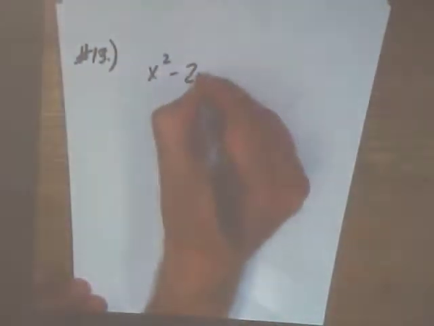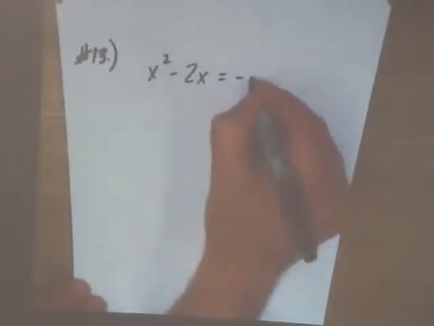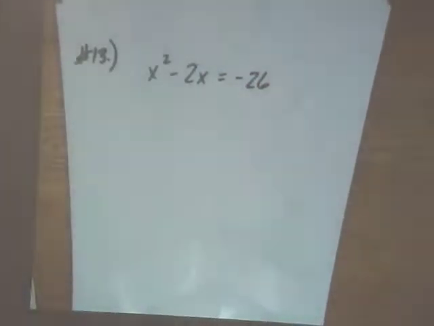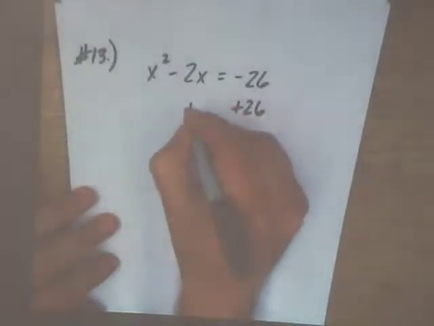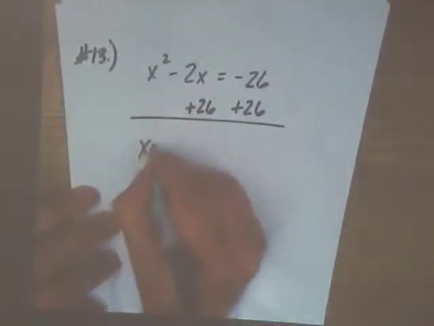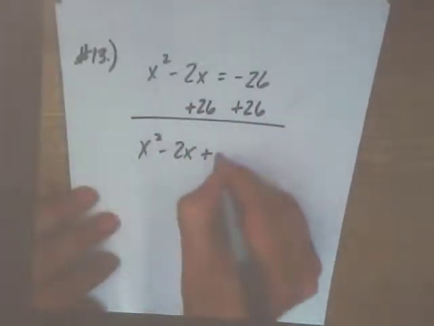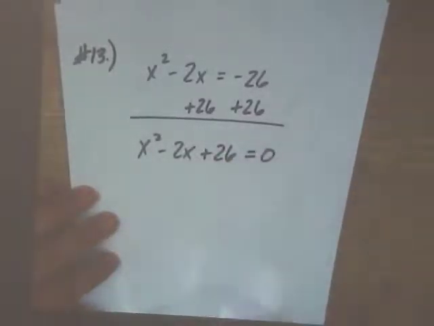All right, number 13. x squared minus 2x equals negative 26. It's a quadratic. What do we need to do first? Set it equal to 0, right? So we need to add the 26 over. So we end up with x squared minus 2x plus 26 equals 0.